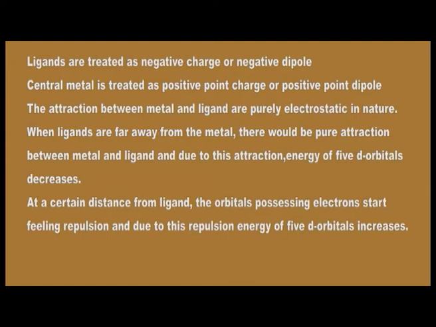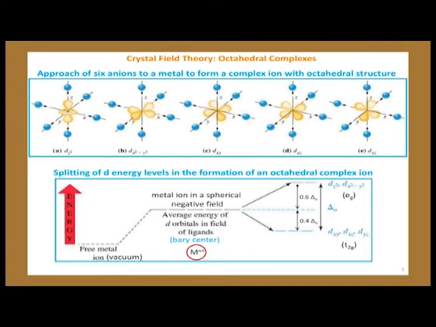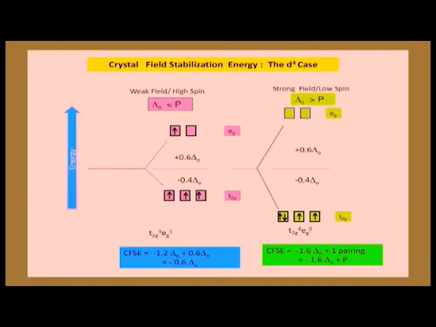So, initially, when ligands are far away from the metal, there would be pure attraction between metal and ligand. Due to this attraction, the energy of 5d orbitals of the central metal decreases. At a certain distance from the ligand, the orbitals possessing electrons of the central metal atom start feeling repulsion, and due to this repulsion, the energy of 5d orbitals increases. Here, a barycenter was assumed where all the ligands are spherically symmetrical with respect to the central metal atom or ion. Then the ligands arrange themselves in order to gain more stability.